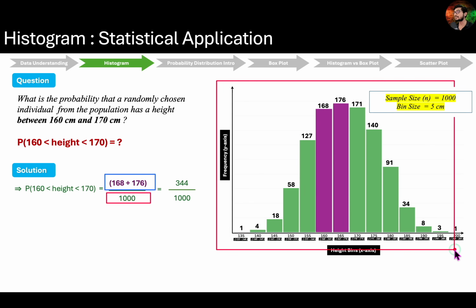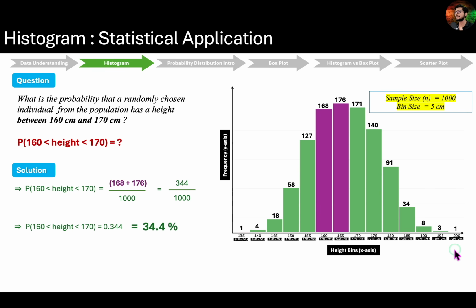So the ratio comes out to be 344 by 1000, which gives us a probability of 0.344 or 34.4%. This means if we randomly choose a person from the population, there's a 34.4% chance that their height will fall between 160 centimeters and 170 centimeters. This is a straightforward example of how a histogram can be used in basic statistical analysis, specifically to estimate probabilities from observed data distributions. It is a powerful yet simple application every beginner should understand.